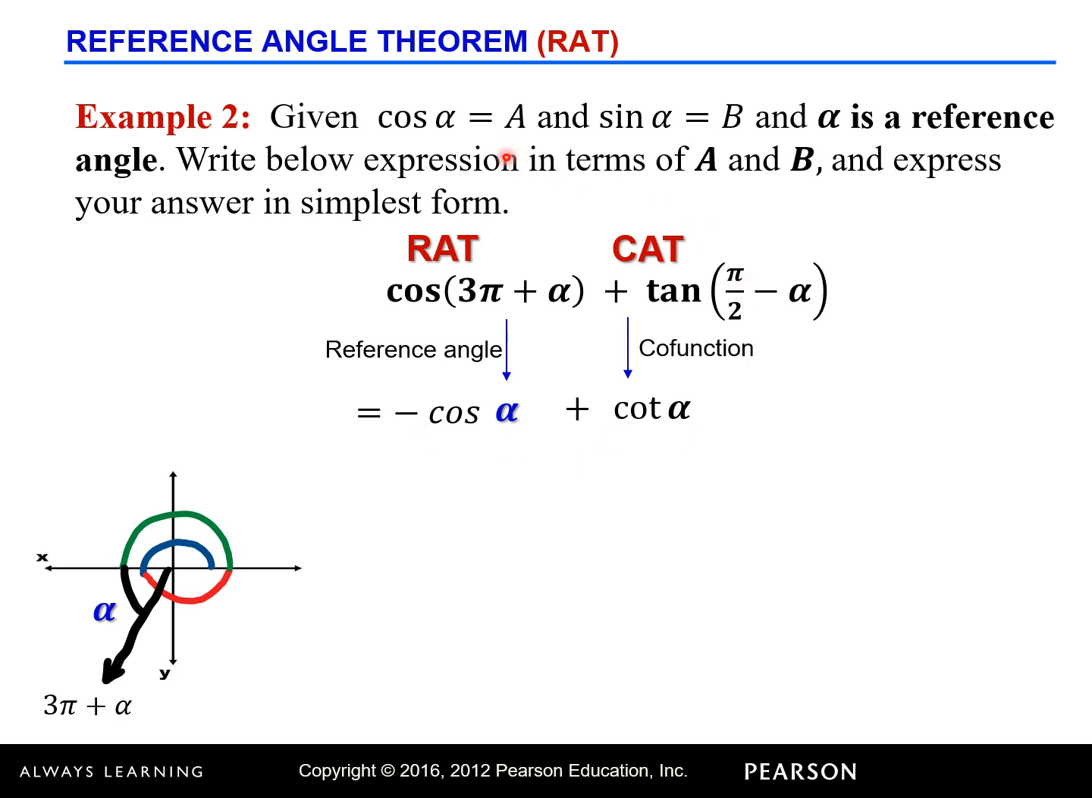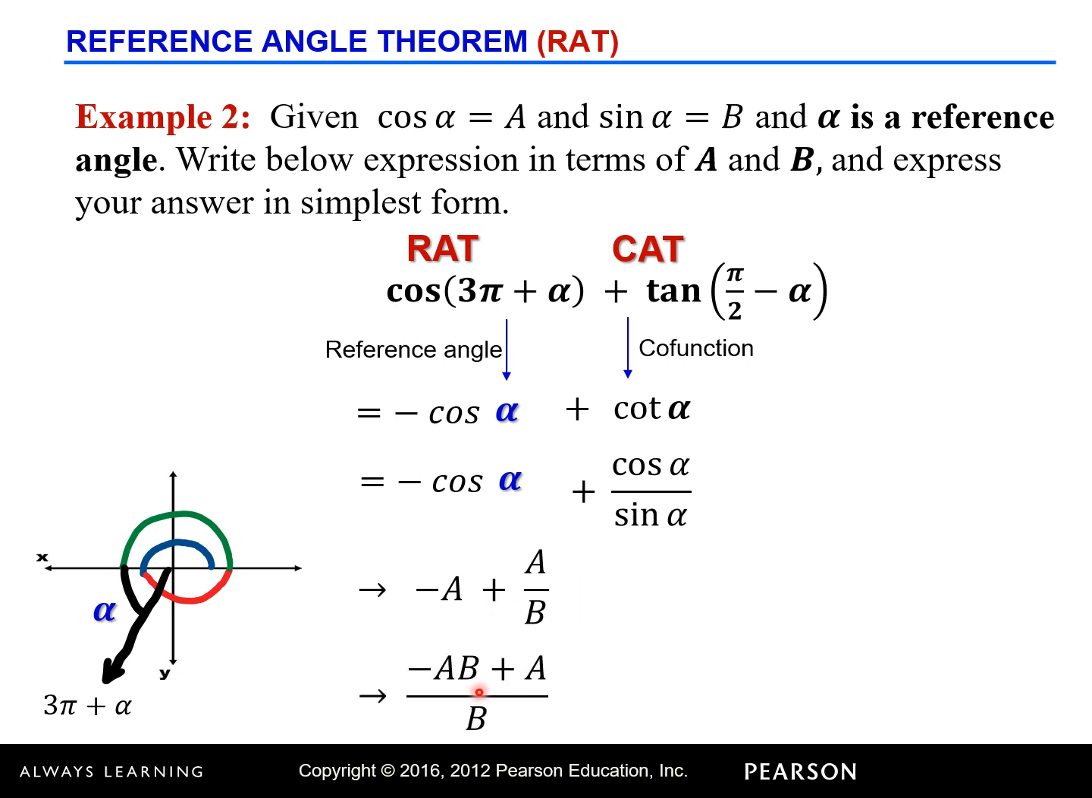And the given is A is cosine alpha and B is sine alpha. So we have to change the second expression in terms of sine and cosine, which is cosine alpha divided by sine alpha for the cotangent alpha. And then we can change in terms of A and B, which is equal to negative A plus A over B, or we can write this with the same denominator, which is negative AB plus A, divided by B.